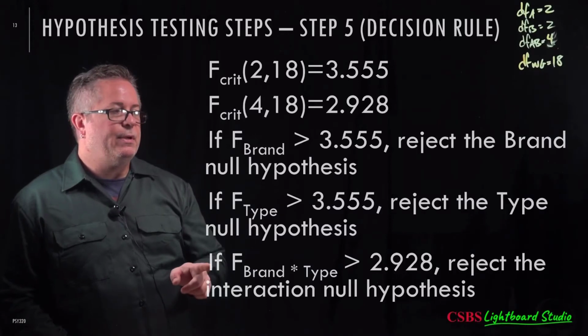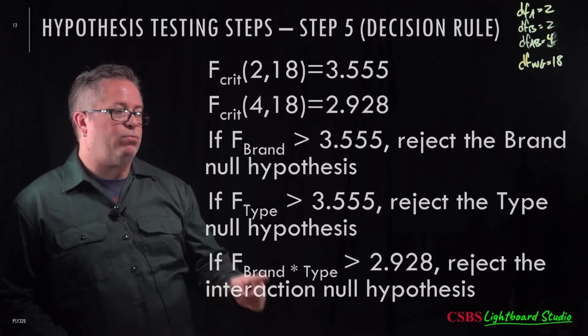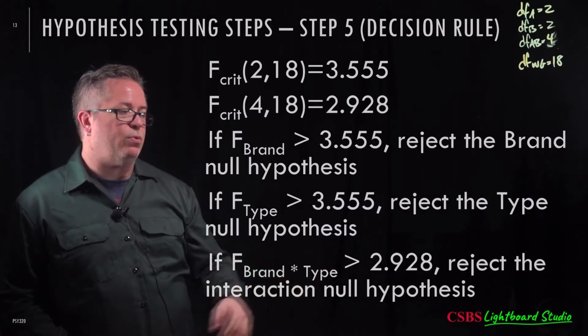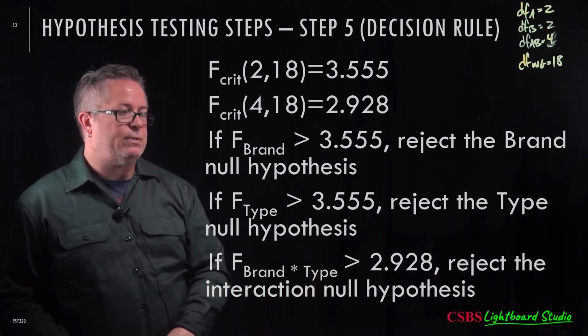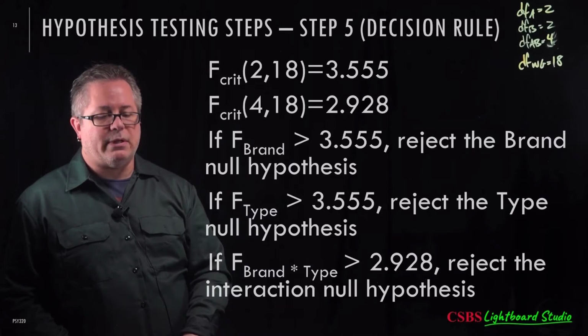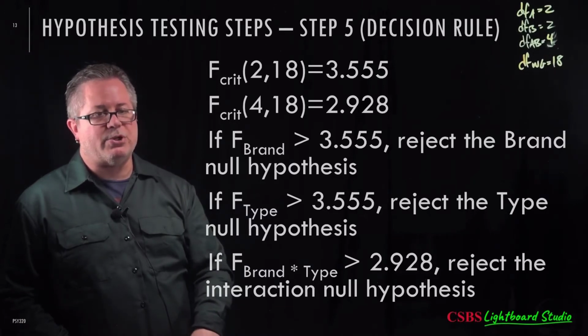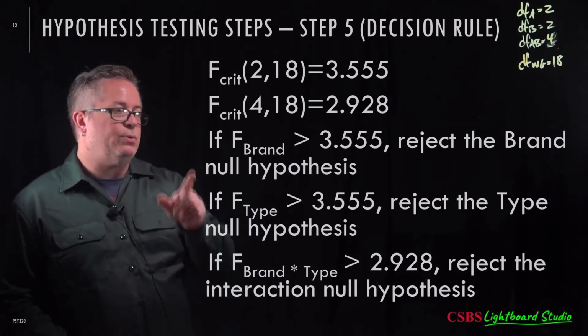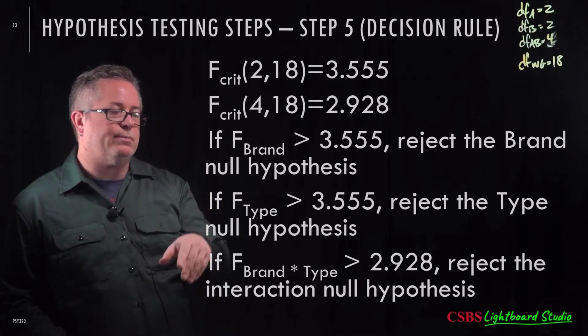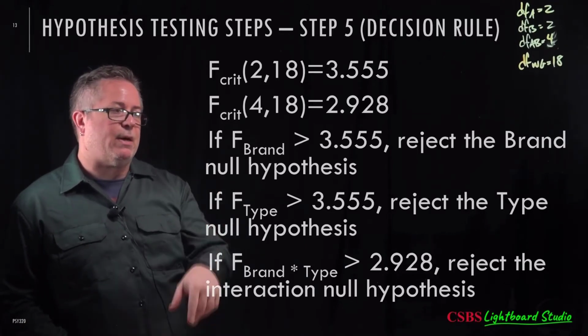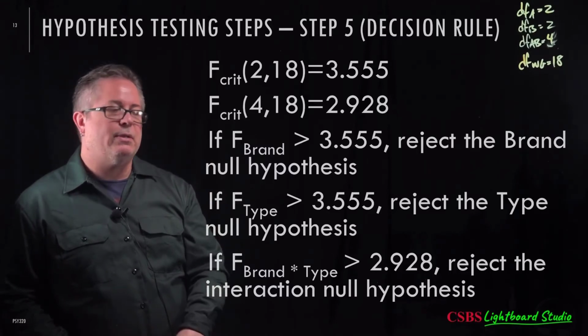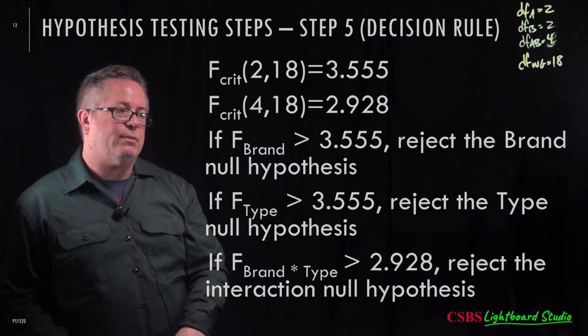And if the F observed for brand by type is greater than 2.928, I'm going to reject that interaction null hypothesis. So it's interesting here that unlike a one-way ANOVA where you're either going to retain or reject, it's possible to reject on some and retain on some. You actually may have a mixed bag where some hypotheses get rejected, some get retained. It depends on the outcome of the test.